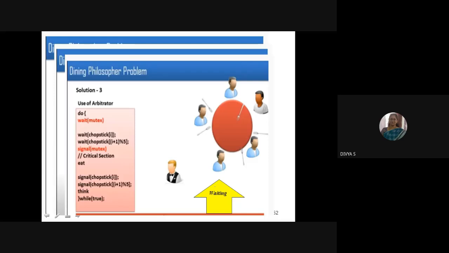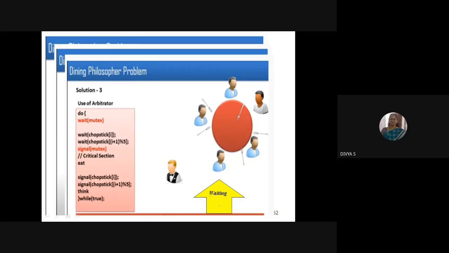I repeat, as of now, among the five philosophers, two philosophers took two chopsticks each. Now, how many chopsticks are on the table? Only one chopstick. That is between these two philosophers. Now, there's one philosopher among the three who is saying that I want to eat. So what is he doing? He's simply waiting in a queue, unless these two philosophers release their chopsticks.